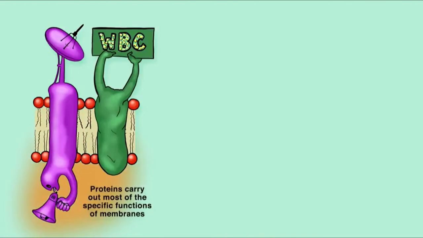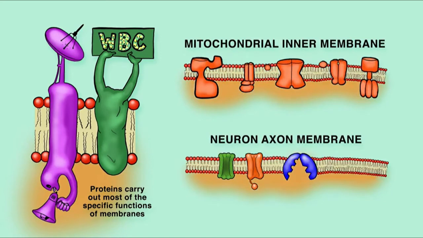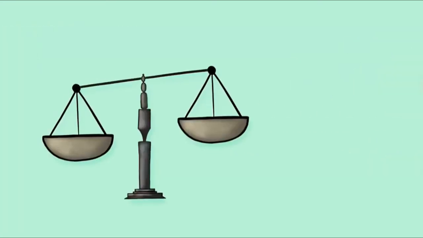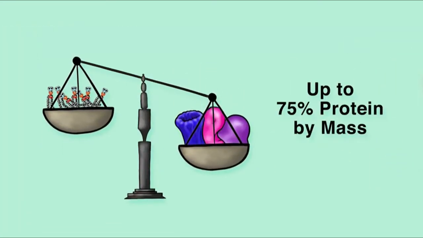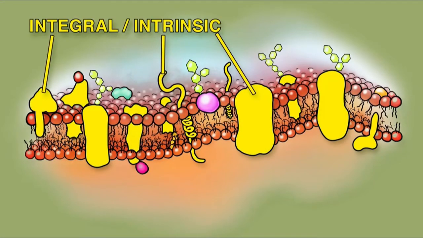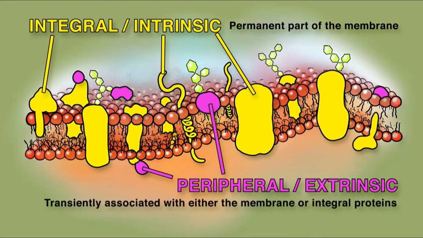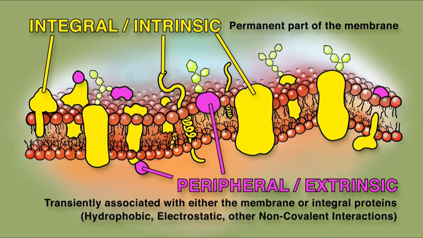Proteins are what carry out most of the specific functions of membranes, so the amount and types of proteins vary between different membranes. Membranes can be up to 75% protein by mass. Membrane proteins come in two flavors, integral or intrinsic, and peripheral or extrinsic. Integral membrane proteins are a permanent part of the membrane, while peripheral proteins are only transiently associated with either the membrane or integral proteins, where these associations are hydrophobic, electrostatic, or other non-covalent interactions.